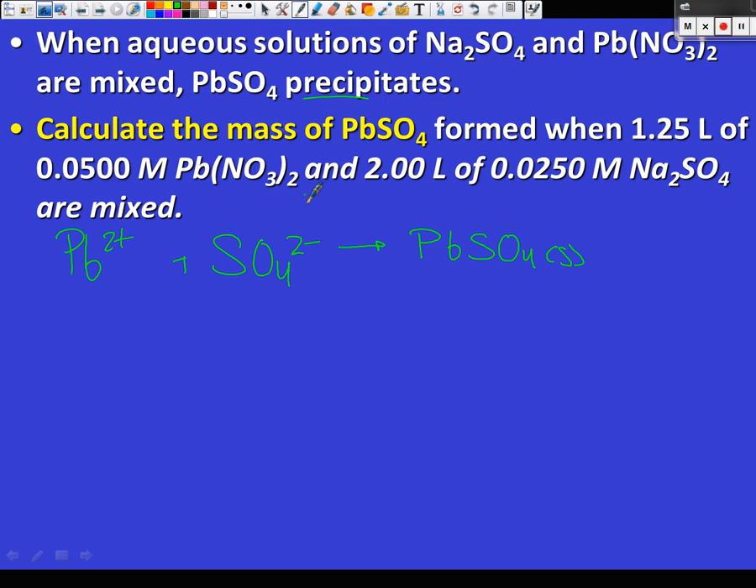If you know what your precipitate is, you know what your two reactants are. Do you need coefficients in this case? Yes. Okay. But are there any coefficients in this case? Not in this case, no.